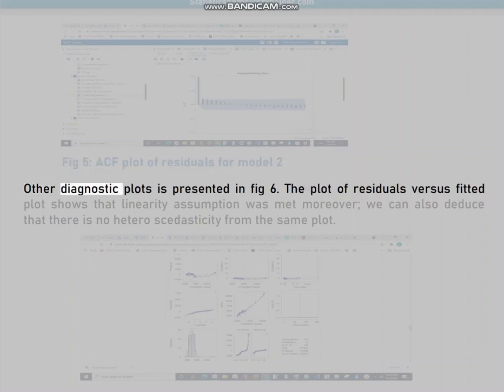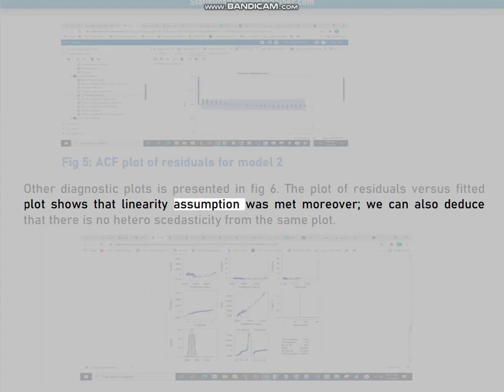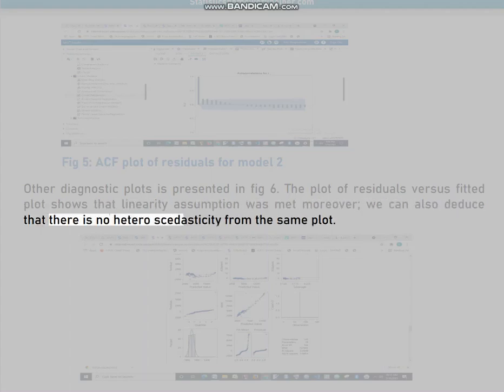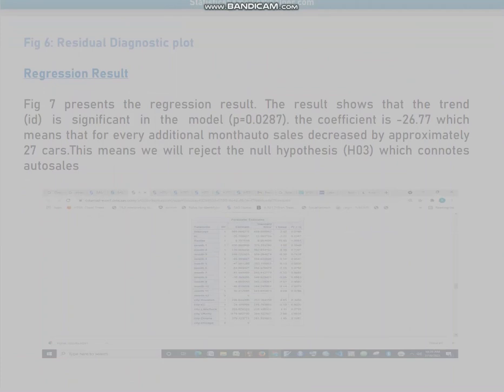Other diagnostic plots are presented in Fig 6. The plot of residuals versus fitted shows that the linearity assumption was met. Moreover, we can also deduce that there is no heteroscedasticity from the same plot. Fig 6, Residual Diagnostic Plot. Regression Result. Fig 7 presents the regression result.